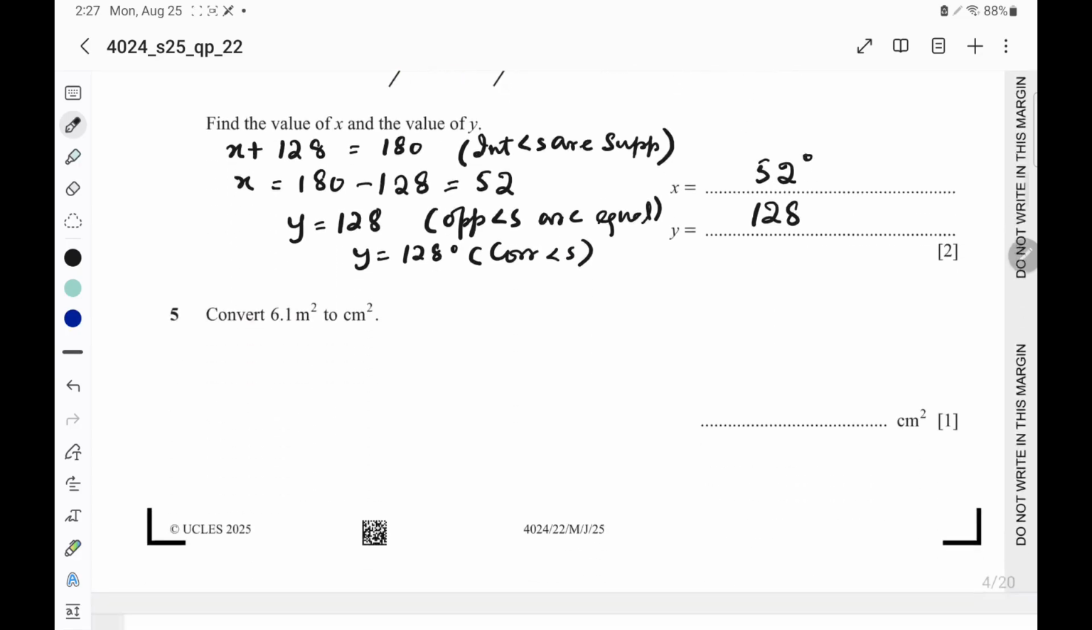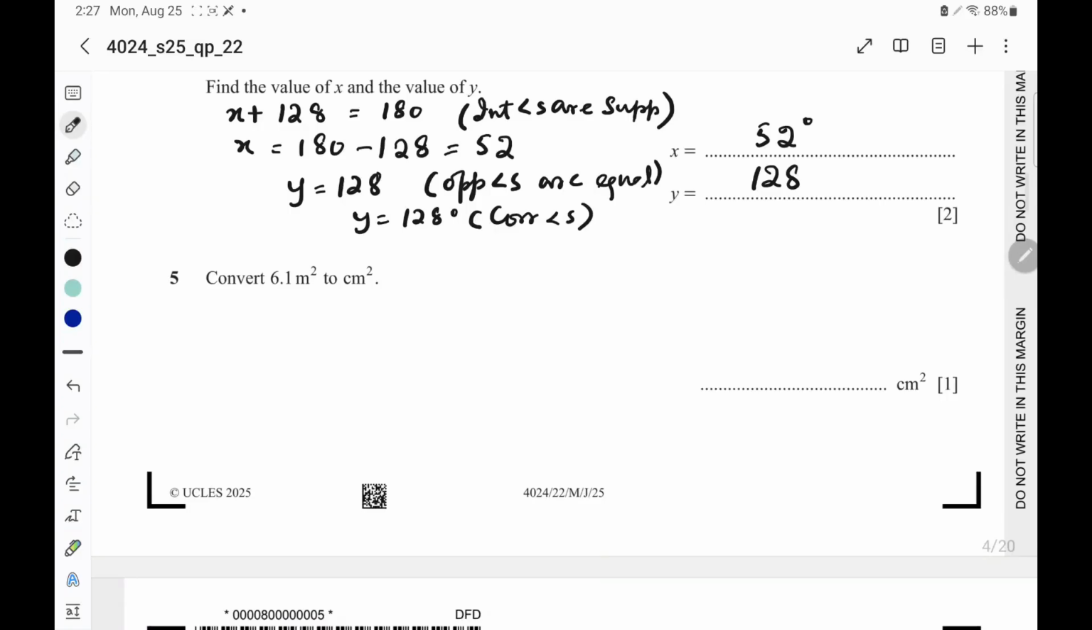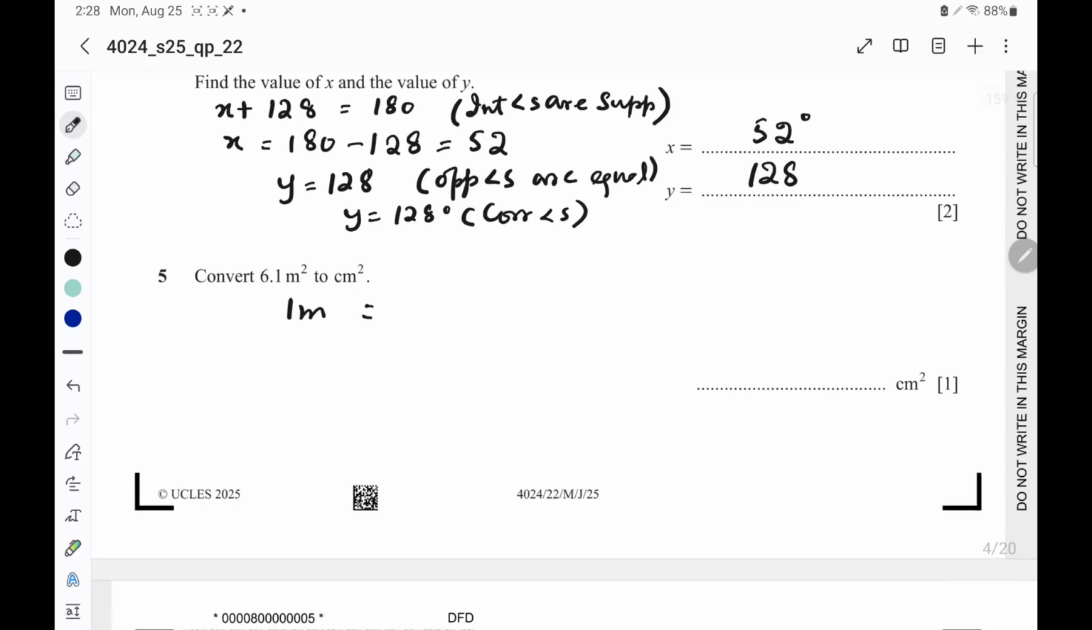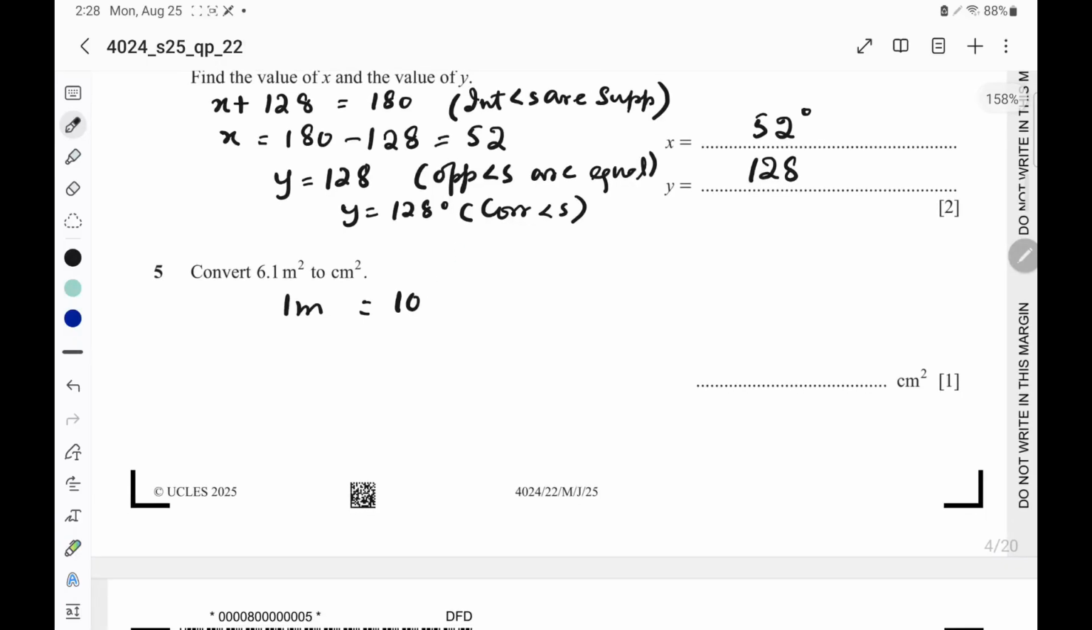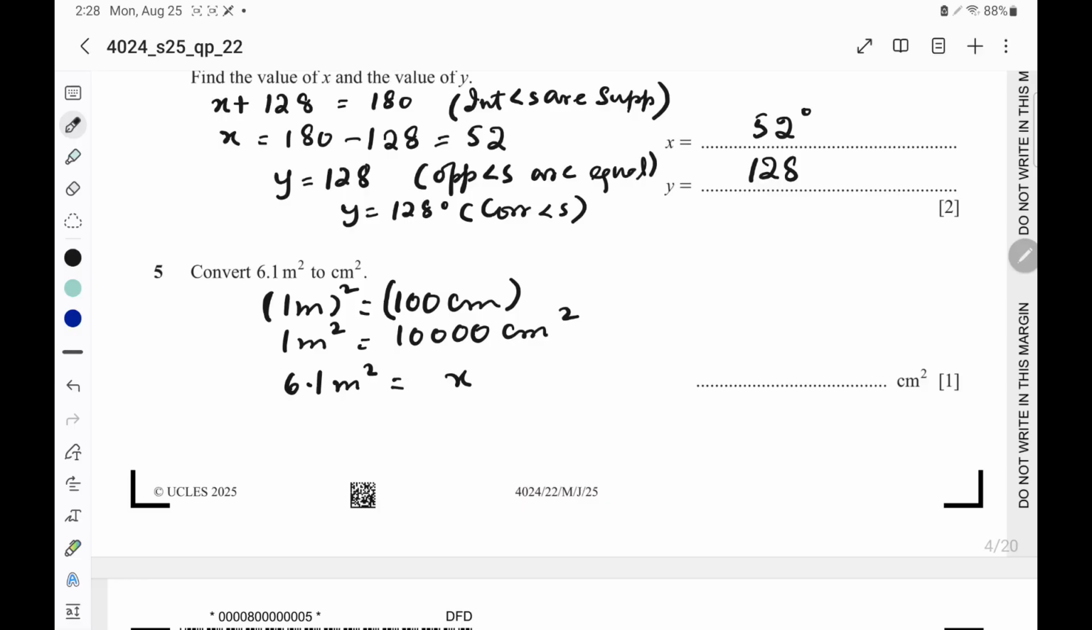I hope you understood. Now question number 5, 6.1 square meters to square centimeters. We know that 1 meter is equal to 100 centimeters. So whenever I square it, 1 meter squared, squaring both sides, what happens? That becomes 10,000 square centimeters. So if it is 6.1 square meters, we have to convert. So 6.1 square meters is equal to x square centimeters.